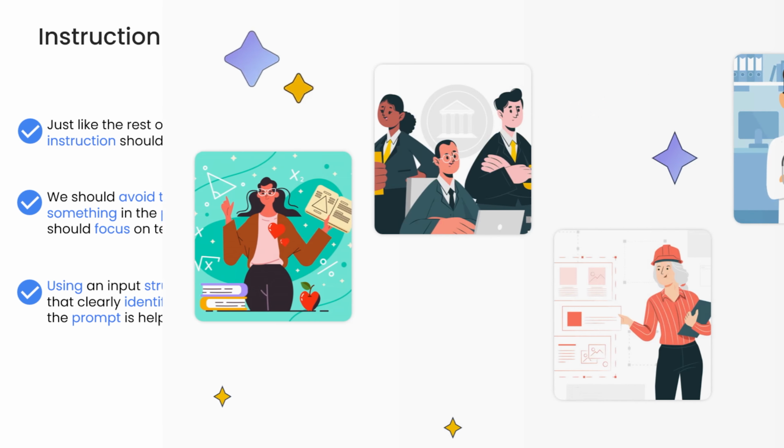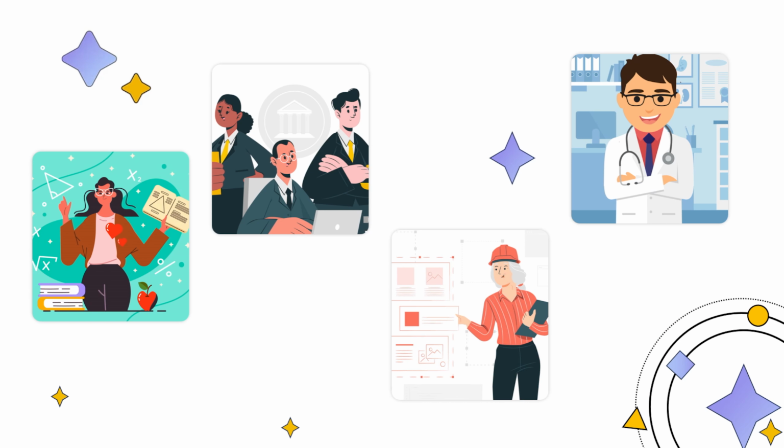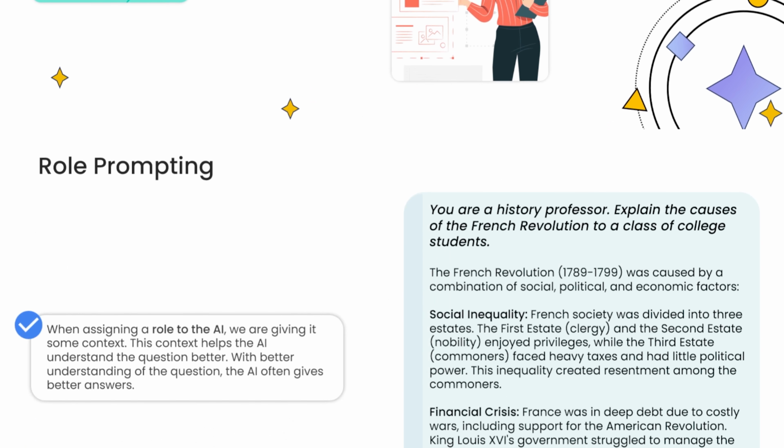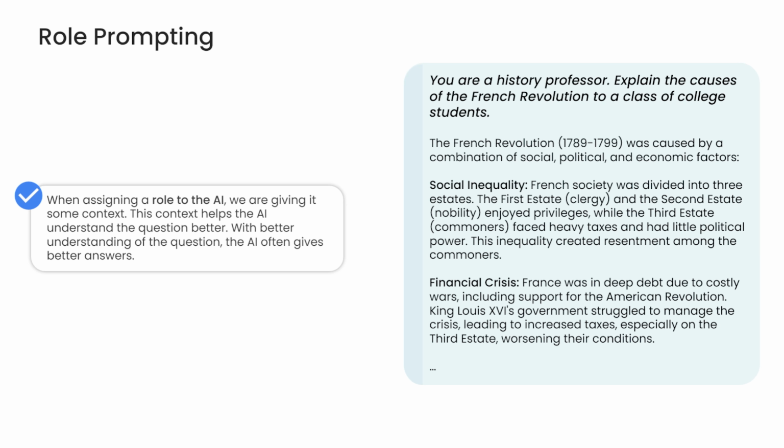Another interesting prompting technique that is tangentially related to instruction prompting is role prompting, which assigns a role or persona to the model. This role is assigned within the prompt via textual snippets such as "you are a famous and brilliant mathematician," "you're a doctor," or "you're an expert lawyer." Providing a role to an LLM can actually improve performance. When assigning a role to the AI, we are giving it some context. This context helps the AI understand the question better. With a better understanding of the question, the AI often gives better answers.